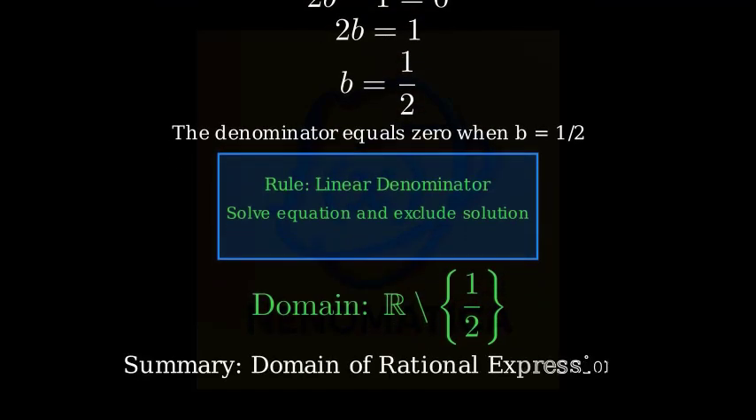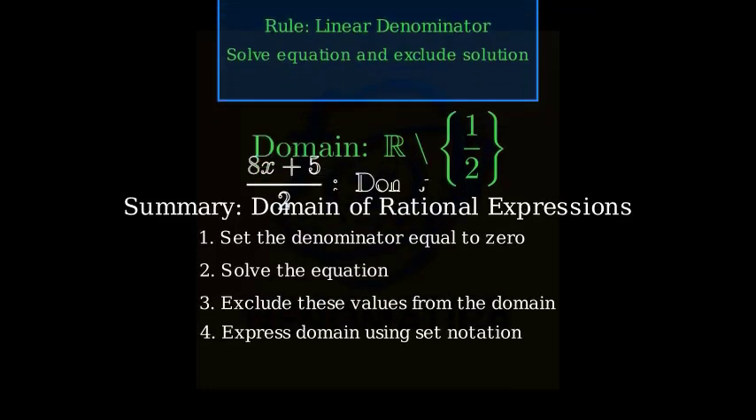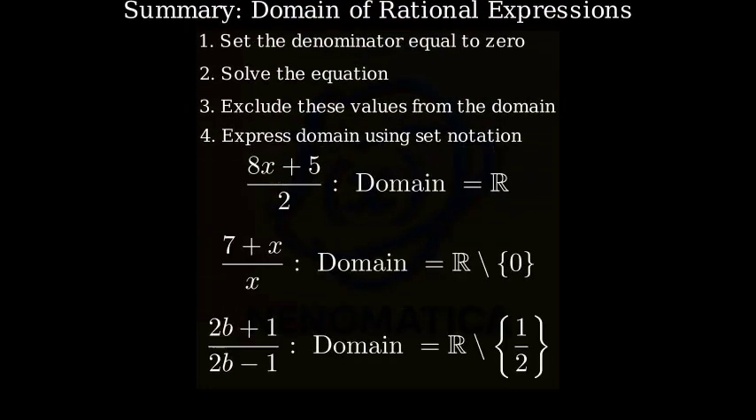Let's summarize what we've learned about finding domains of rational expressions. For the expression (8x + 5) divided by 2, the domain is all real numbers since the denominator is a constant that's never 0. For the expression (7 + x) divided by x, the domain is all real numbers except 0 because the denominator equals 0 when x equals 0. For the expression (2b + 1) divided by (2b - 1), the domain is all real numbers except b equals 1/2 because that's where the denominator equals 0. Remember, to find the domain of a rational expression, identify the values that make the denominator 0 and exclude them from the set of all real numbers.